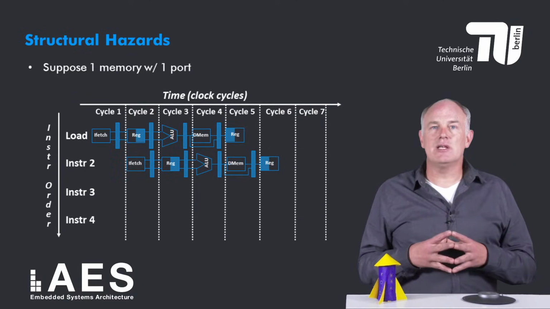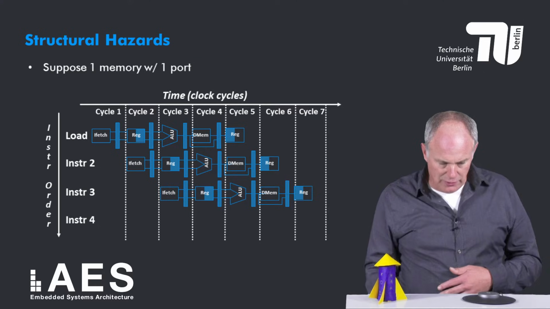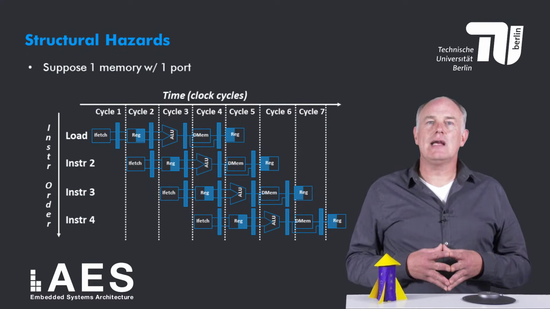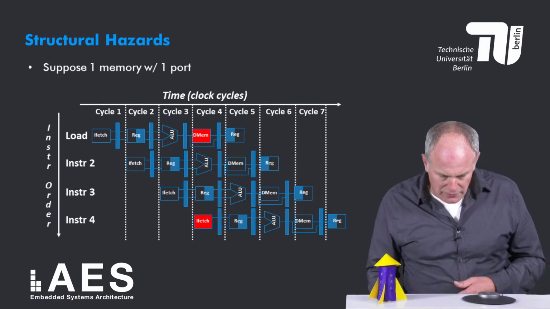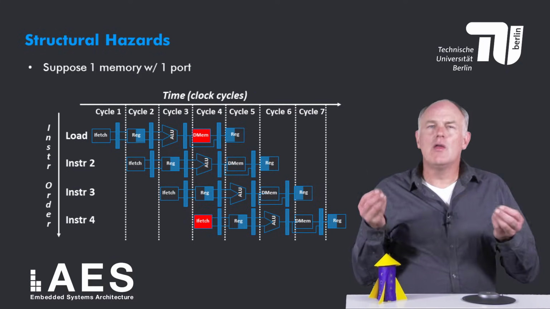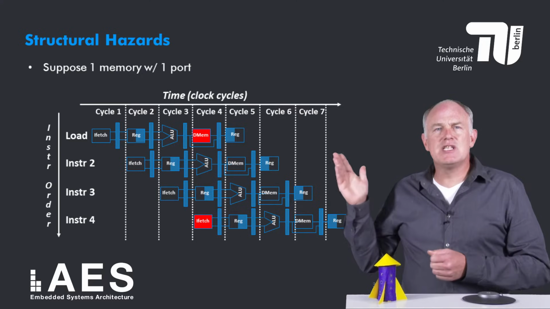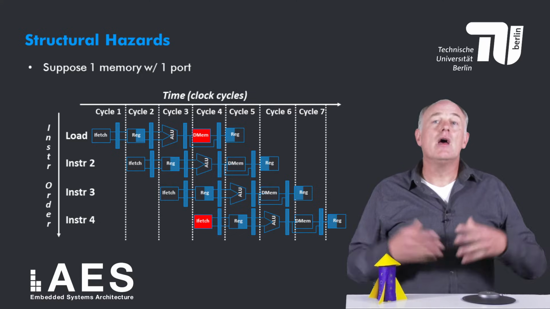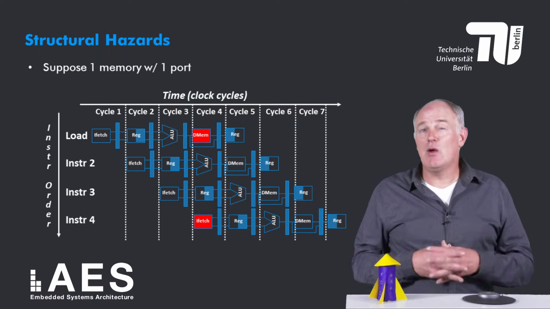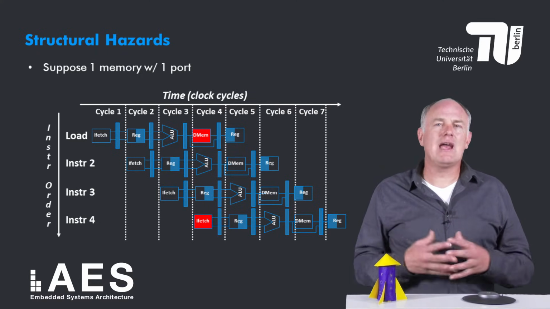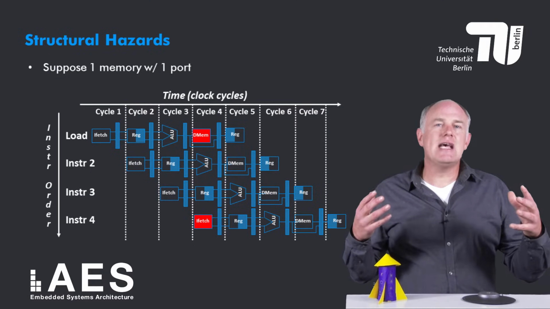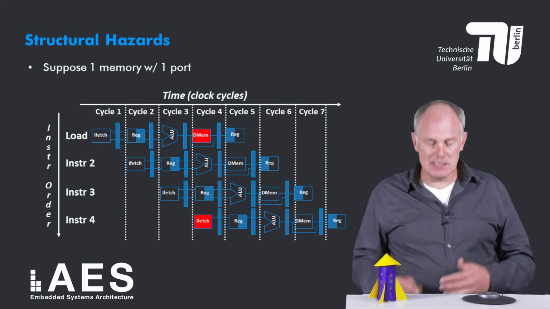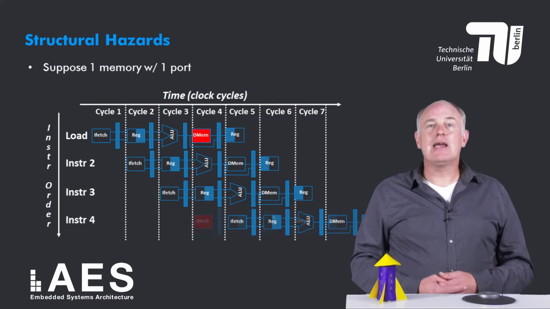Similarly, the second instruction will execute like this, and the third instruction will execute like this, and the fourth instruction will be scheduled like this. Now we observe that in cycle 4, the load instruction accesses memory, but in the same cycle, memory is also accessed to fetch instruction 4. Because, as I assumed, there is only one memory with a single read-write port, the hardware cannot support this. To solve this hazard, the execution of instruction 4 has to be delayed by one cycle, like this.